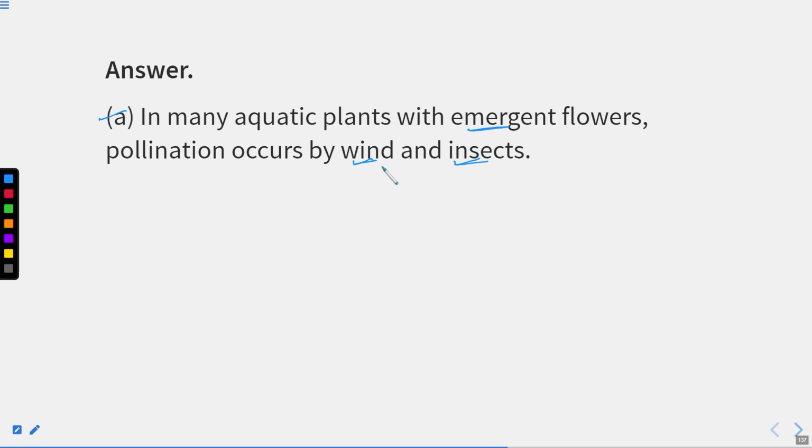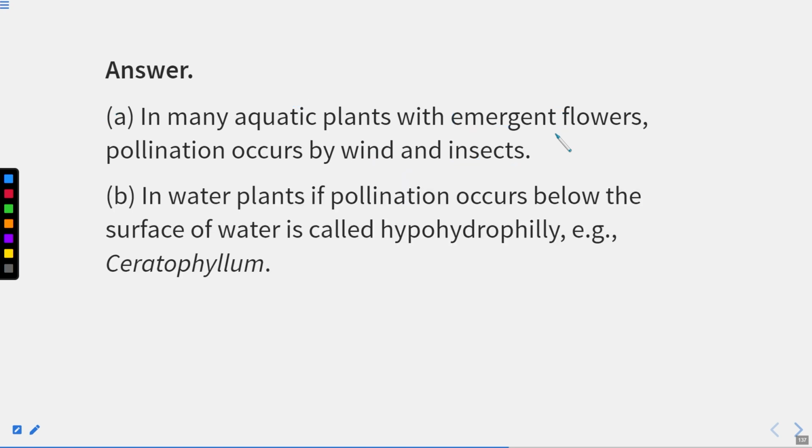So wind is an abiotic factor, or you can say abiotic pollination. Insects come under biotic pollination. So here, although the plant is aquatic, means it lives in water, the flowers are above the water. These are known as emergent flowers.